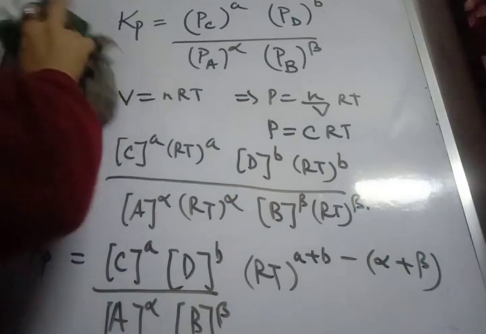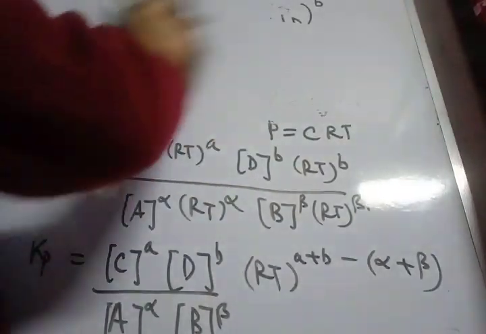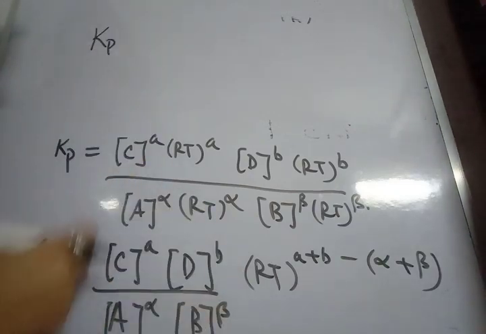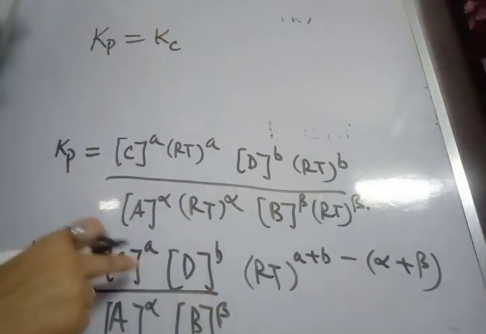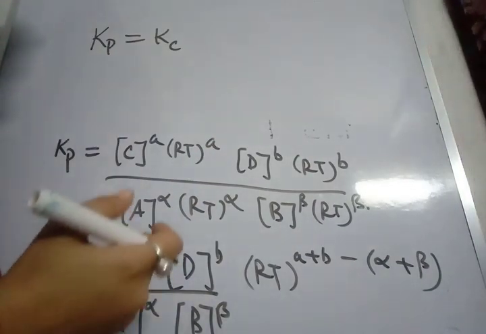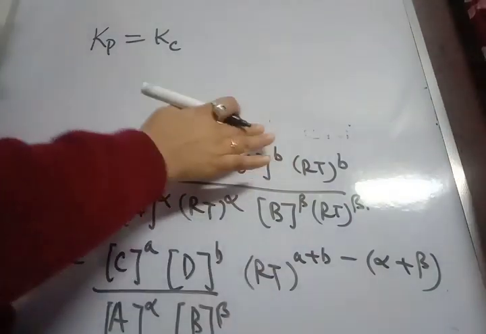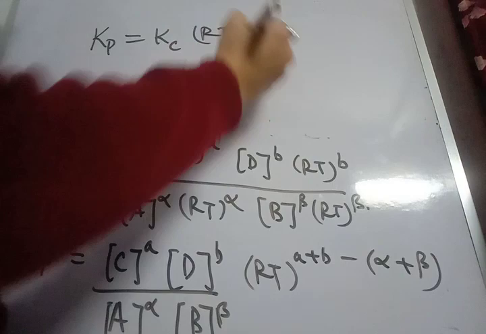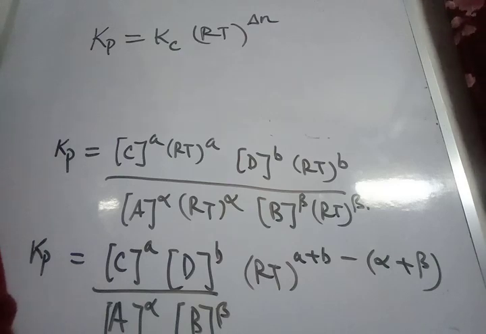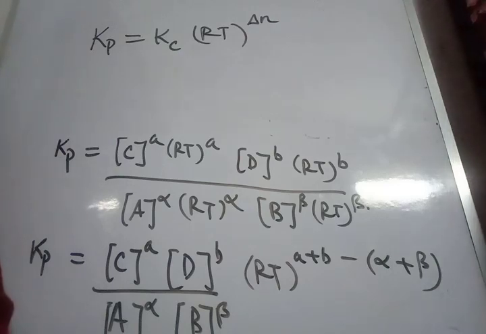Now this concentration term is what? This term is my Kc, because it is the ratio of the concentration of the products to the concentration of the reactants. And RT to the power (a plus b) minus (alpha plus beta) is written as delta n. Delta n is the difference in the number of moles of gaseous products and gaseous reactants, or I can say it is the difference in the stoichiometric coefficients of the gaseous products and reactants. So this is my relation between Kp and Kc.